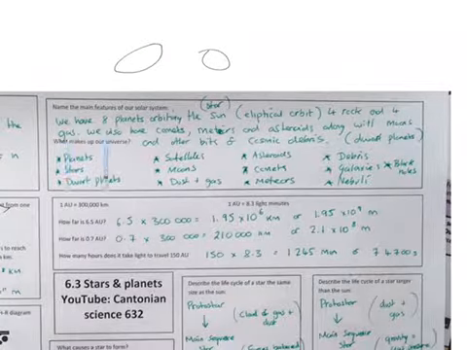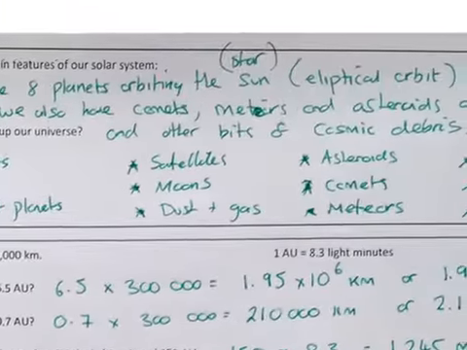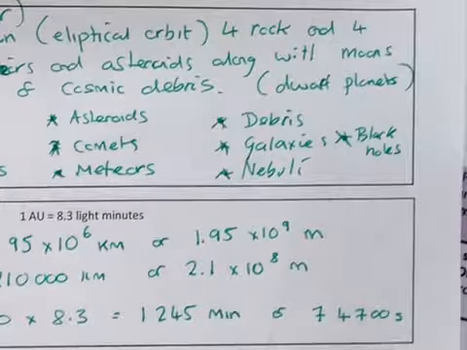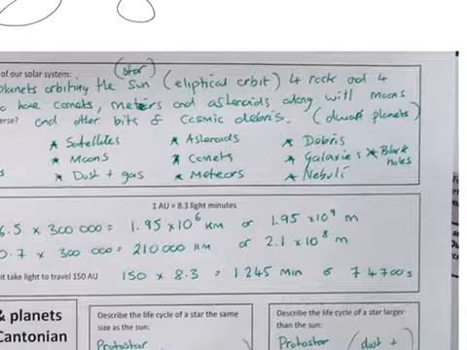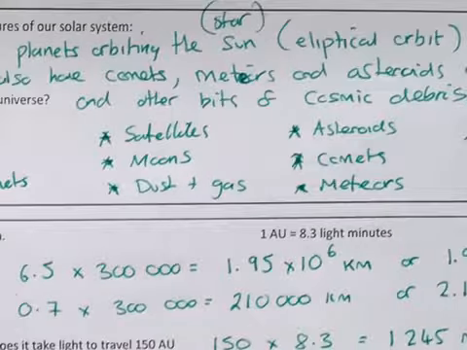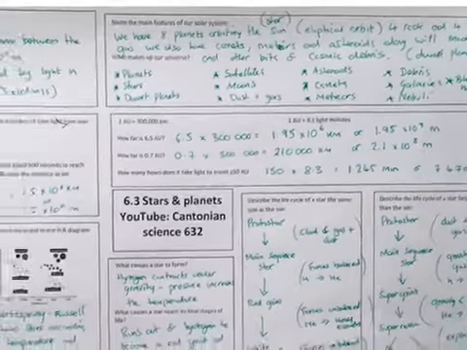Next question says, what makes up our universe? And I've said, well, you've got planets, stars, dwarf planets, satellites, moons, dust and gas, asteroids, comets, meteors, debris, galaxies, nebulae, and black holes. Just want to point out here that moons are natural satellites of planets, and there's also artificial satellites that we send up to monitor weather and your sat-nav and your mobile phones and things like that. So you've got natural moons, which are satellites, and then you've got artificial satellites, I should say there.